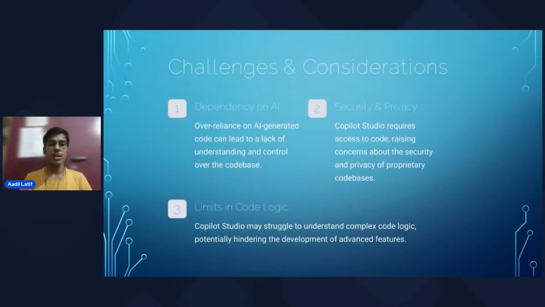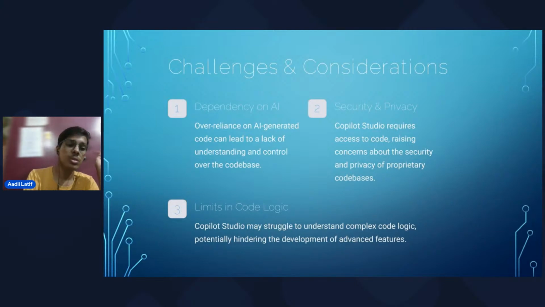There are many challenges. So, the challenges and considerations: what are the challenges and how can we overcome them? The main challenge is dependency on AI. Basically, if we talk about this challenge, it is over reliance on AI generated code, because it can lead to a lack of understanding and control over the code base, and we are not learning good code.